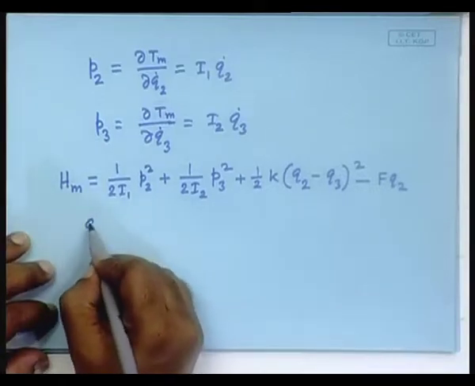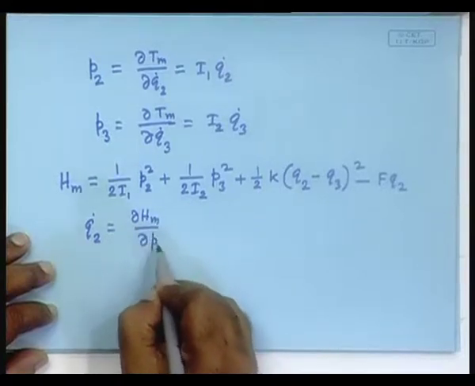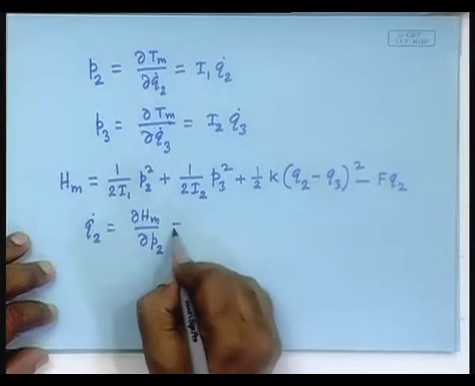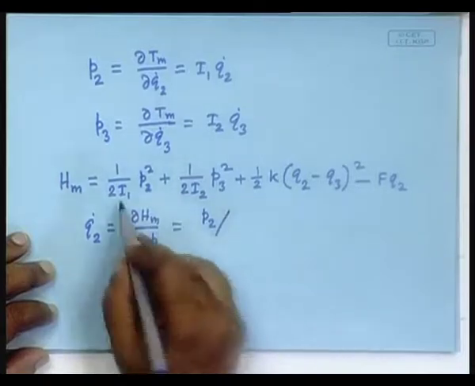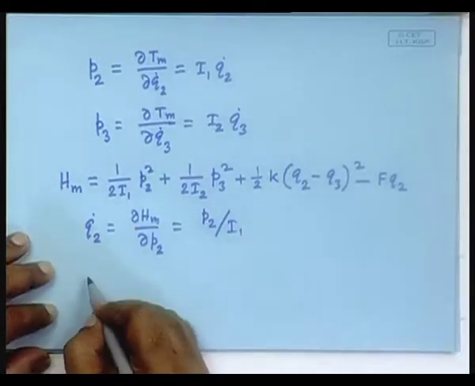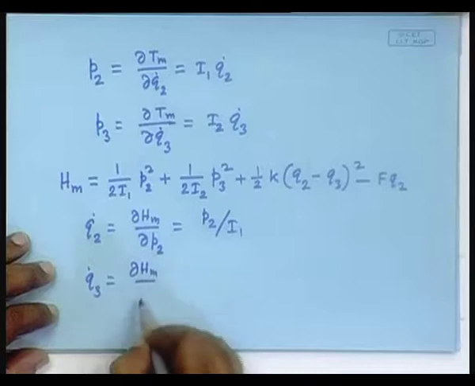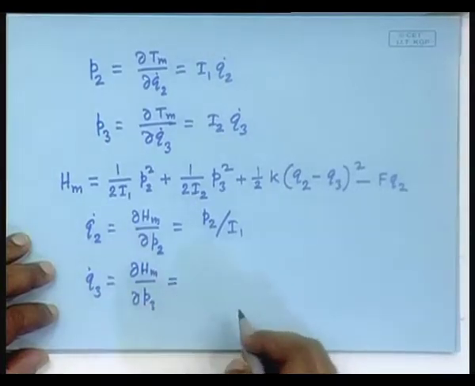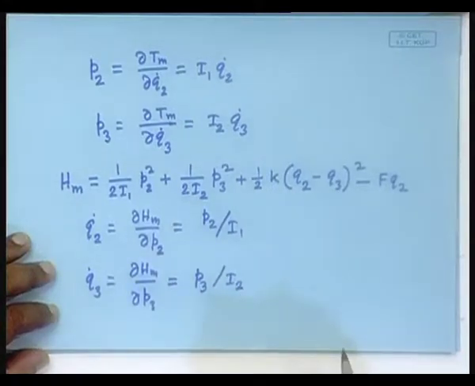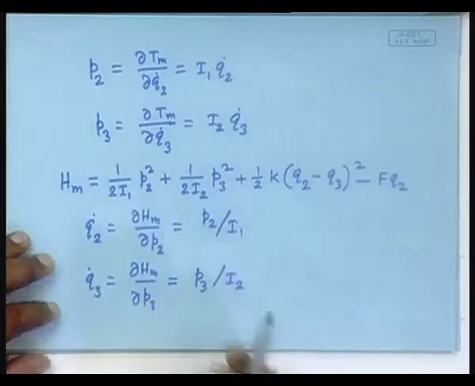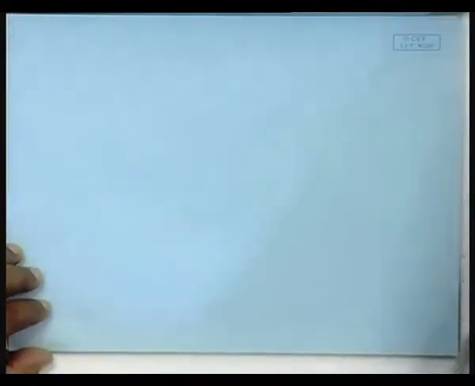So, we can now write q2 dot is the derivative of the Hamiltonian with respect to P2. What remains? Only this. So, P2 by I1. Similarly, q3 dot will be trivial, is simple, P3 by I2, right, from here. So, these things are relatively easier. Let us go to the momentum terms.